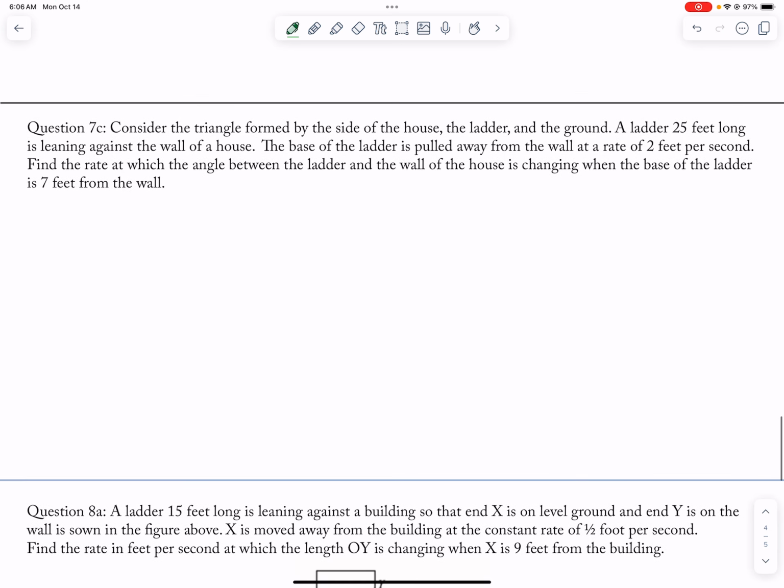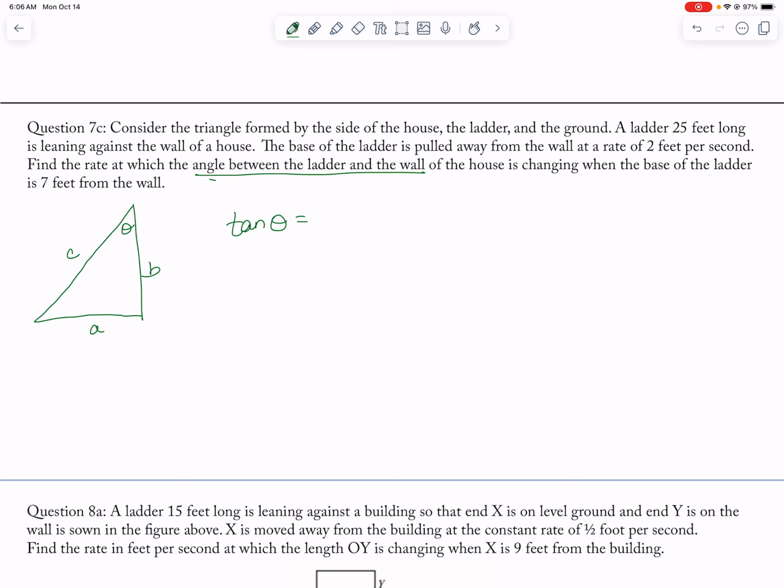And then the last thing with this is the rate of change of theta. So 20-foot ladder, angle between the ladder and the wall, which is here. So this was my A, my B, and my C. So tangent theta is equal to A over B. And then that's my equation.